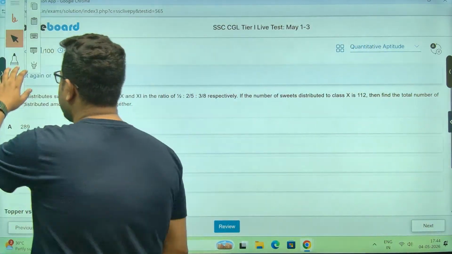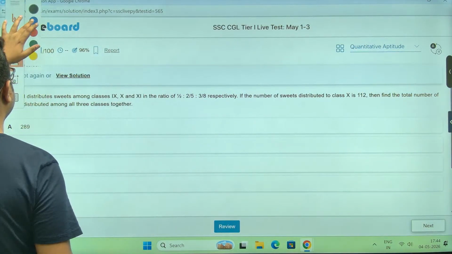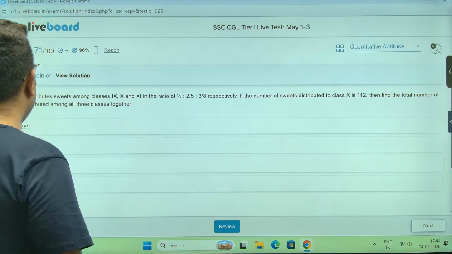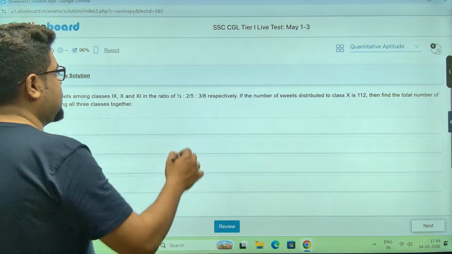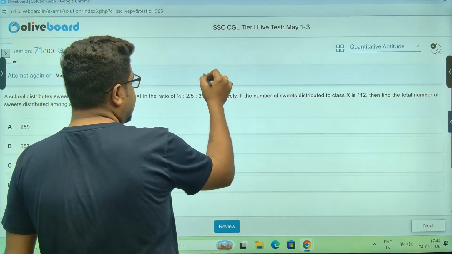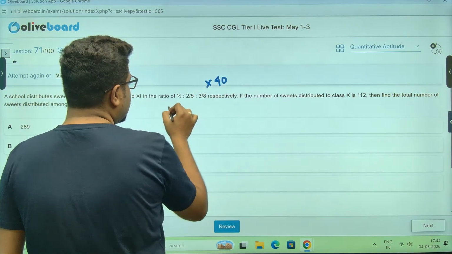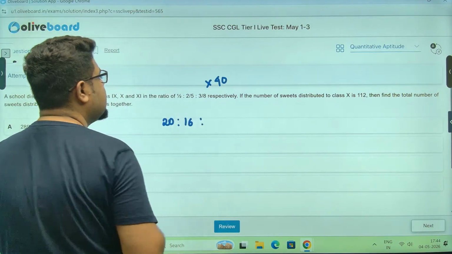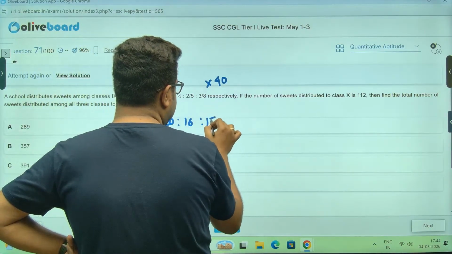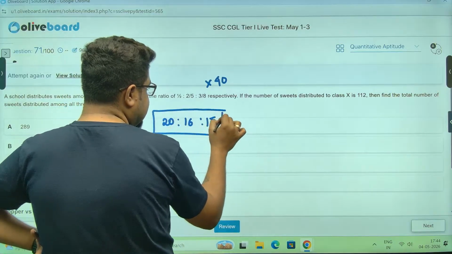Next one, please. Sir, a school distributes sweets among classes in this ratio. Sir, 8 and 5, 40. Multiply this by 40. So this is 20 ratio. 5, 8 twos are 16. And sir, 8, 5 threes are 15. This is the ratio of sweets.